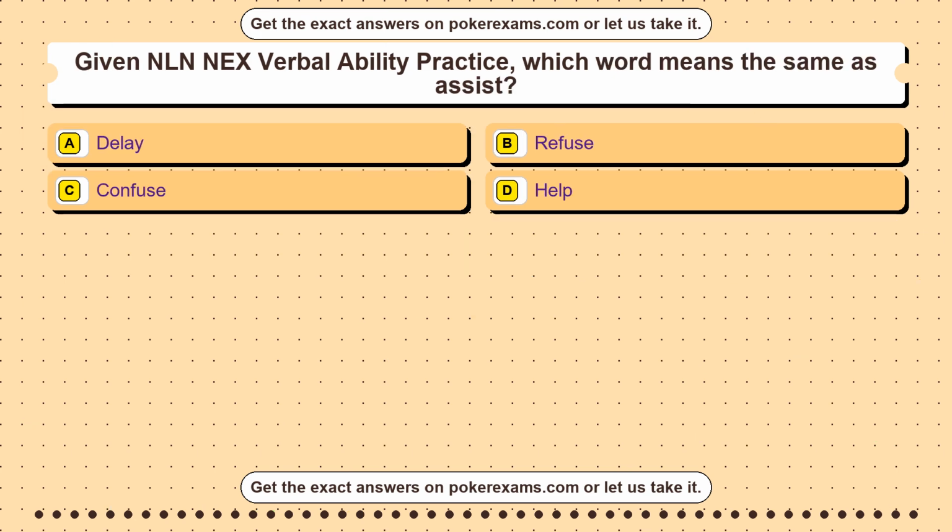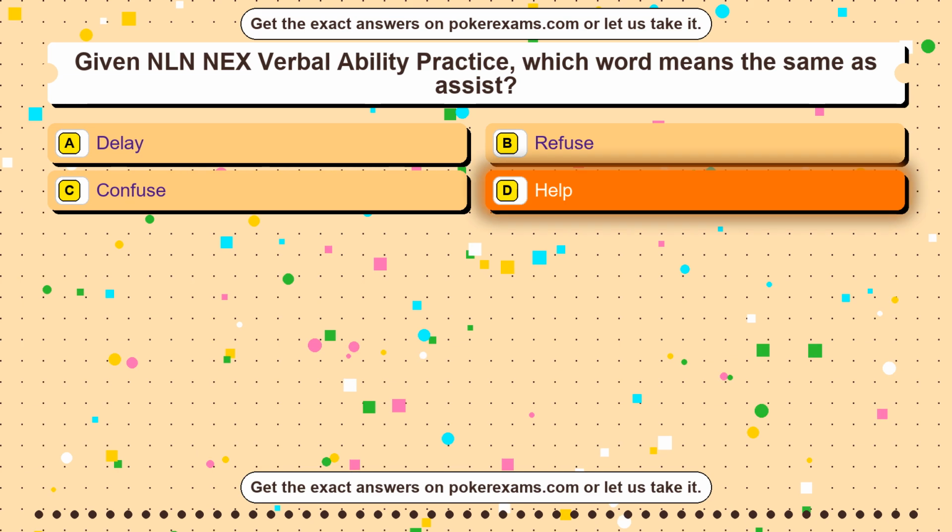Question 38. Given GED statistics practice, which process do plants use to make glucose? Option A, respiration only. Option B, erosion. Option C, condensation. Option D, photosynthesis. The correct answer is option D.